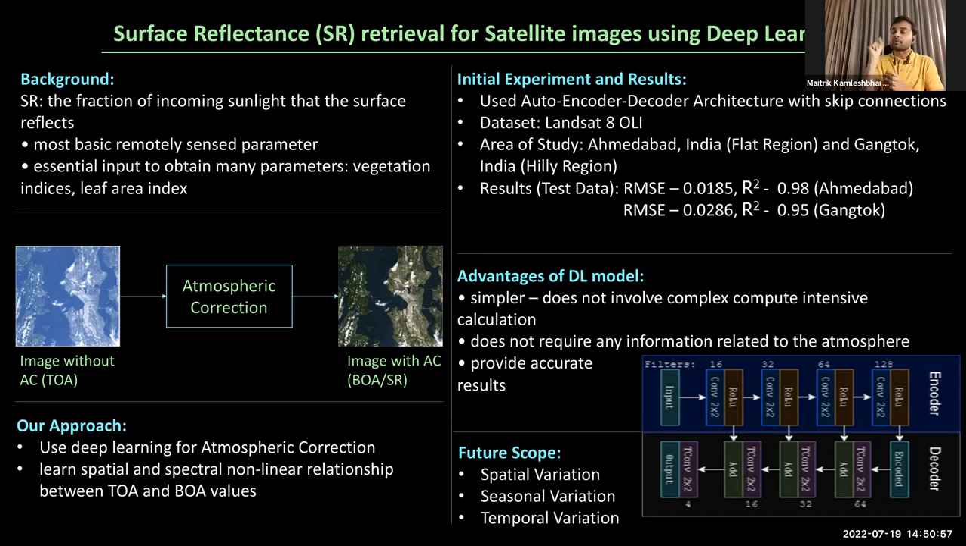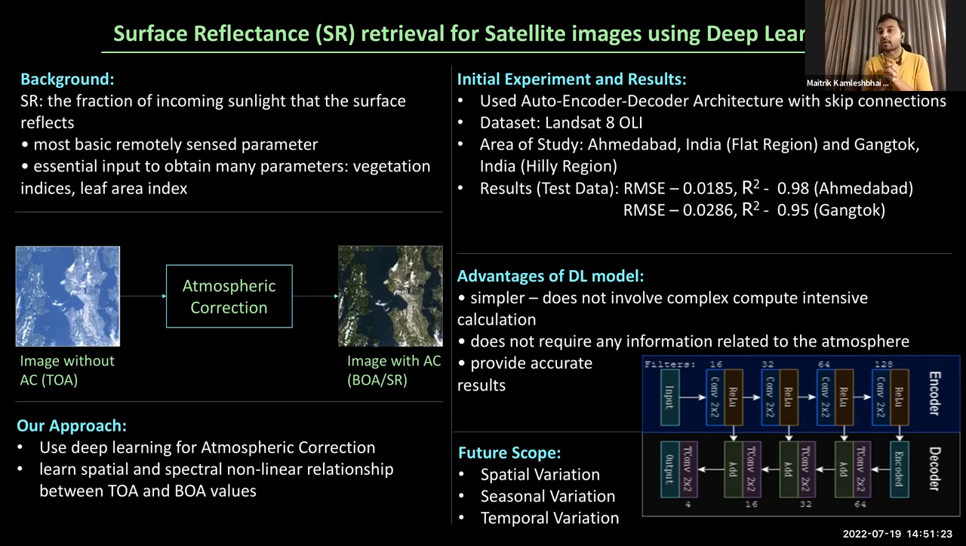Surface reflectance is the fraction of incoming sunlight that the surface reflects. It is the most basic remotely sensed parameter, and it is an essential input to obtain many other parameters like vegetation indices, leaf area index, and many more. Atmospheric correction, as you can see from the diagram, is the process which takes TOA values as input. It removes the effect of atmosphere and provides correct surface reflectance values as output.